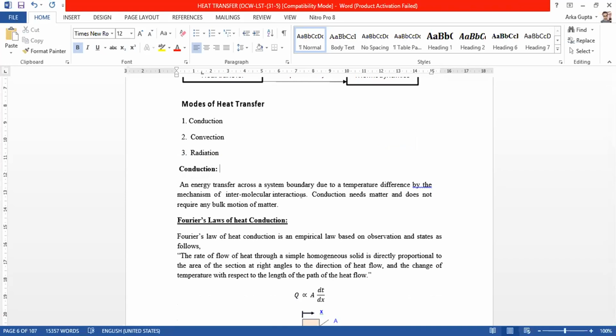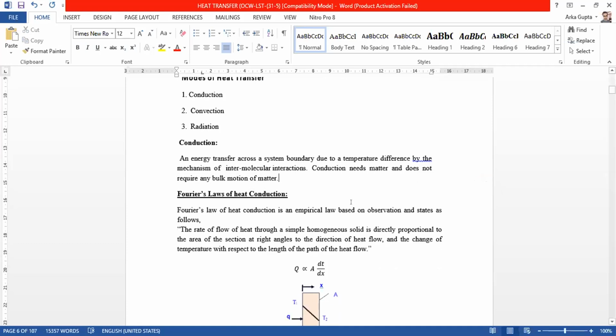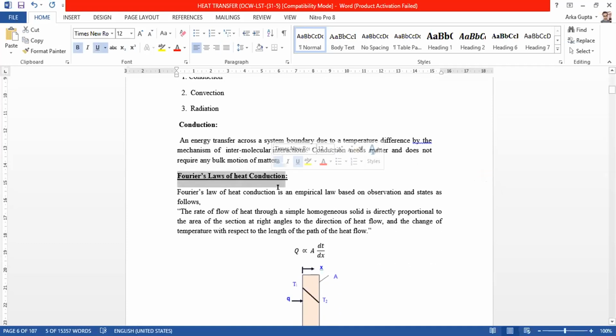When heat is given to some part of the solid, that part of the molecules is heated, and the heat is transferred from molecules at higher temperature to molecules at lower temperature. So conduction obviously needs matter. Without matter, there will be no conduction. It does not require bulk motion of the matter. Bulk motion is required in convection, not in conduction. So in conduction, heat flows through the body by means of intermolecular interactions.